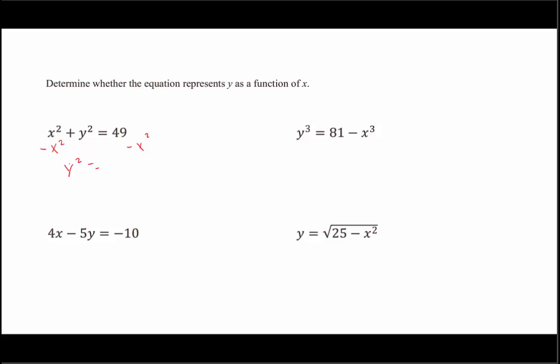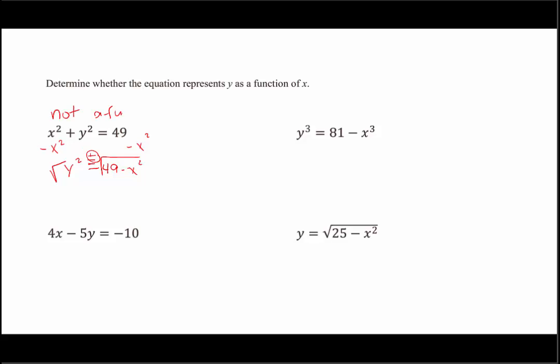And now to get y by itself, do we have to do something weird? We do. What we have to do is take the square root of both sides. And when you take the square root of that right-hand side, the 49 minus x squared, you have to include the positive or negative, which means y is going to have two possible outcomes because it's going to be the positive or negative version. This is not a function.